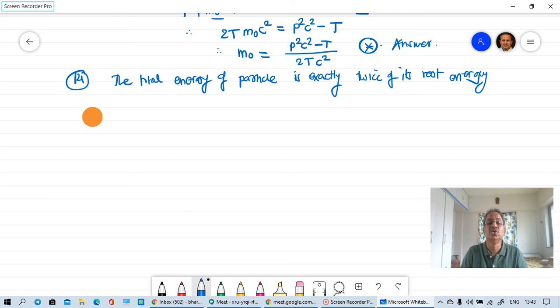Total energy of the particle is exactly twice of its rest energy. Calculate its speed.